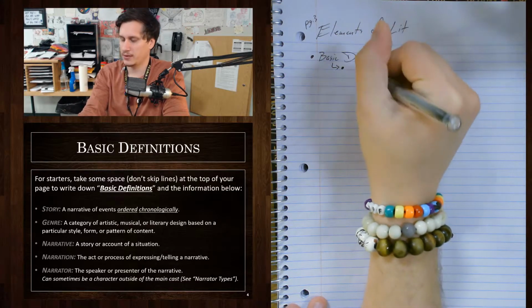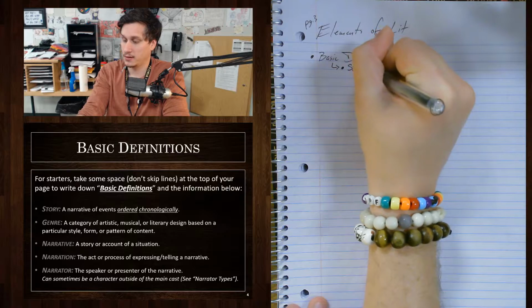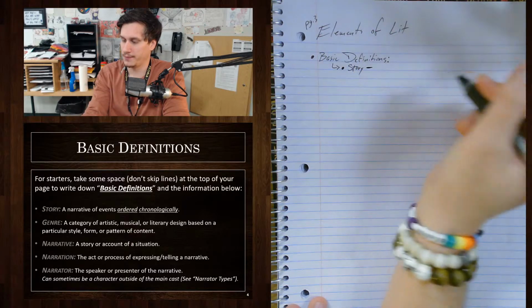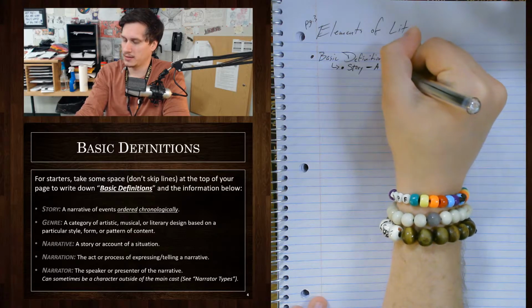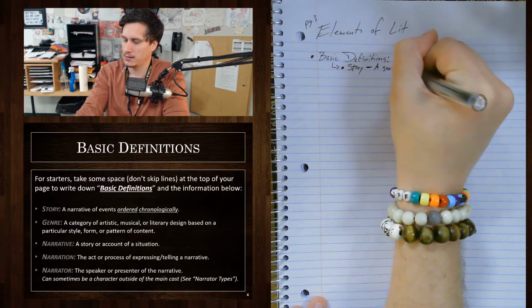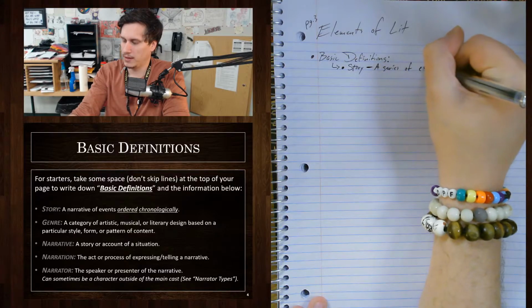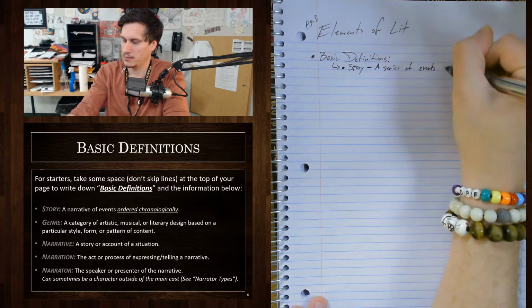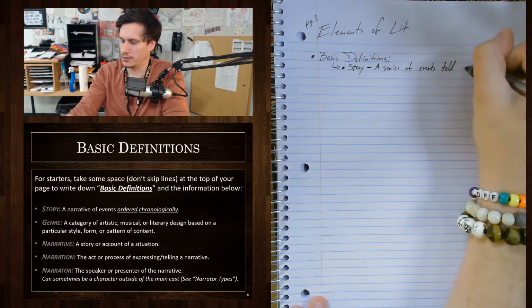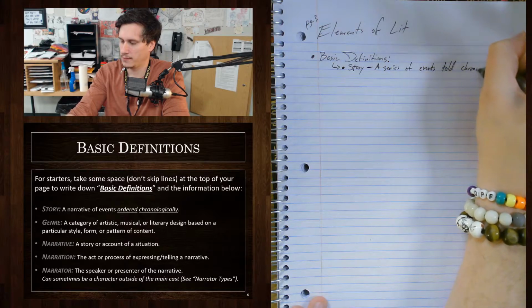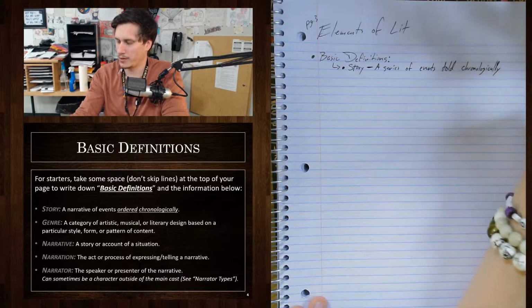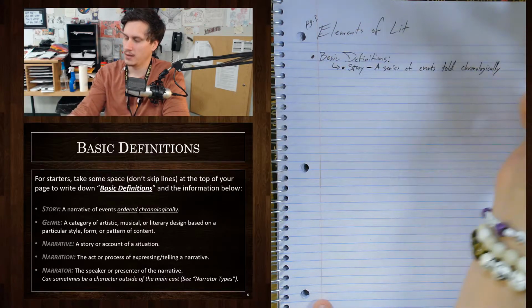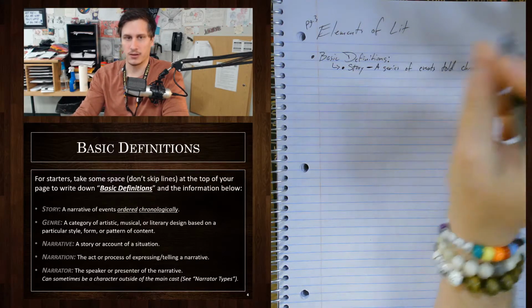The first word I have on here is a story. You'd be surprised. Some people don't know what a story is. Okay, a story, the easiest way to describe it is a series of events told chronologically. That means in timed order or in sequential order. Okay. A series of events told chronologically.